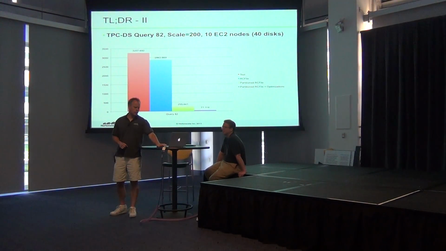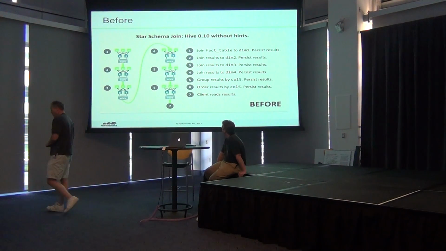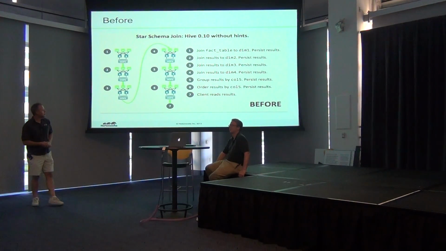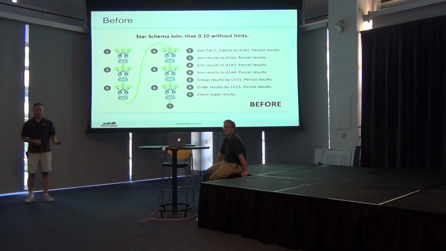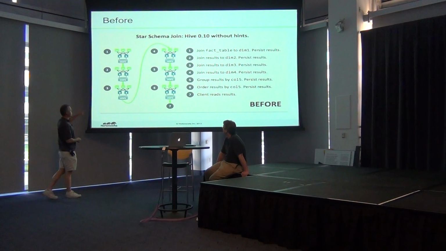So let me talk quickly about how we did some of that, and then I'll move on to features. This is what query 27, the first graph I showed you, this is what Hive's plan looked like in Hive 0.10. So there are 6 MapReduce jobs, one for each of the joins.